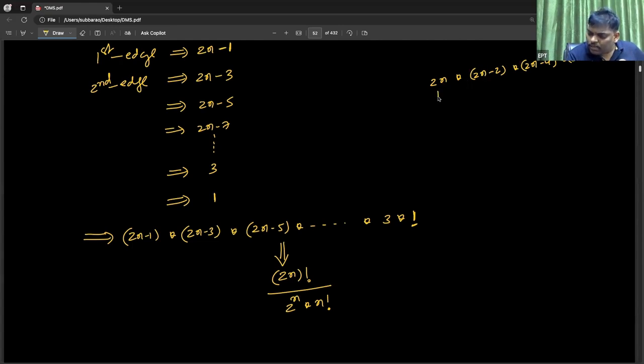Everyone observe. This can be written as 2 into n minus 0. This can be written as 2 into n minus 1. This can be written as 2 into n minus 2. And so on. Lastly, this can be written as 2 into n minus of n minus 1. So n cancels, 1 will be there. Lastly, 2 into n minus of n minus 1.